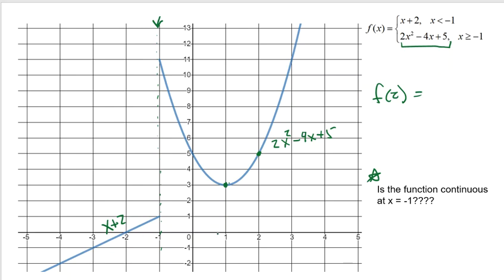So if we look at -1 here, we ask, what's happening as I approach -1 from the left? From the left-hand side, it looks like I'm approaching 1. What happens as I approach -1 from the right-hand side? As I approach from the right-hand side, it looks like I'm way up here at 11. Clearly, they're not coming together. That's going to be a big issue. So the first obvious answer is no, I'm not continuous at -1.